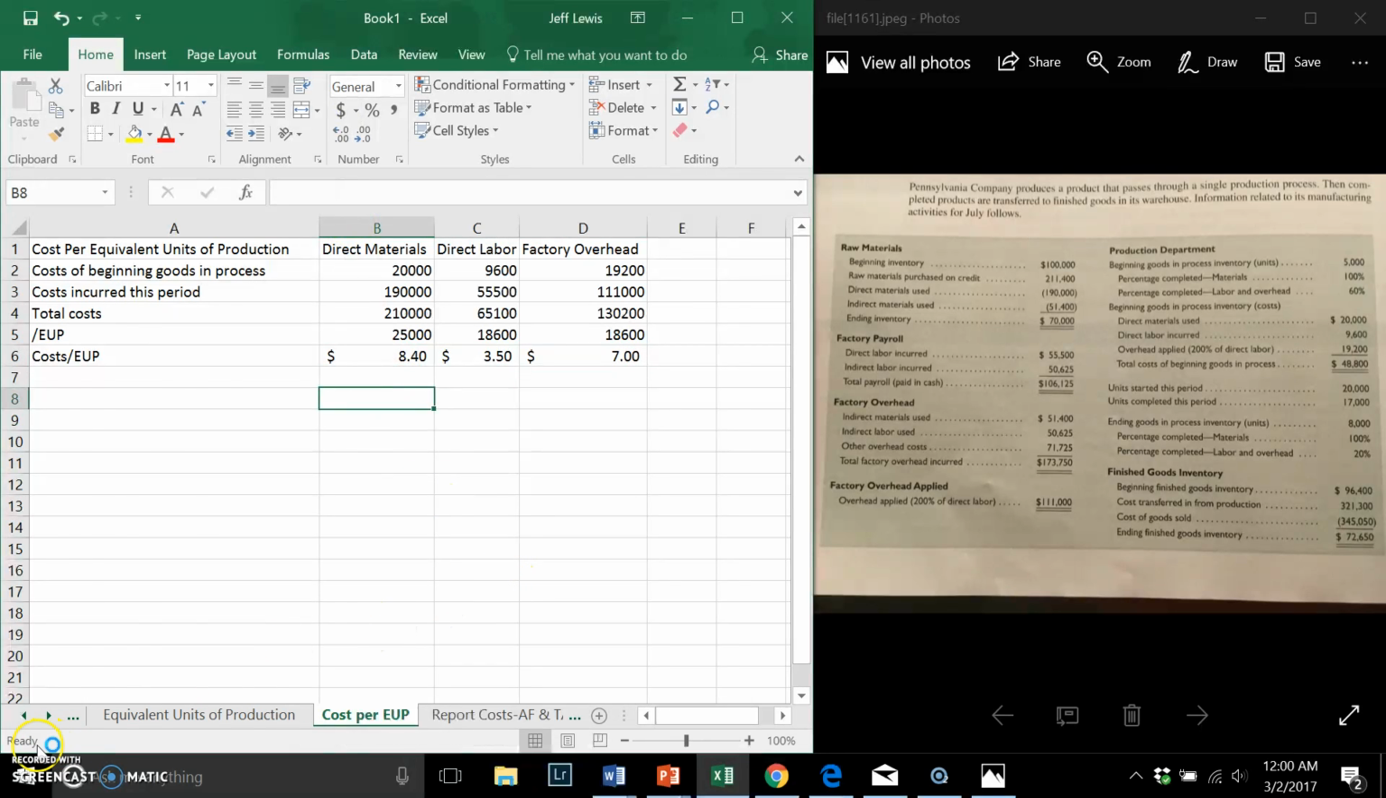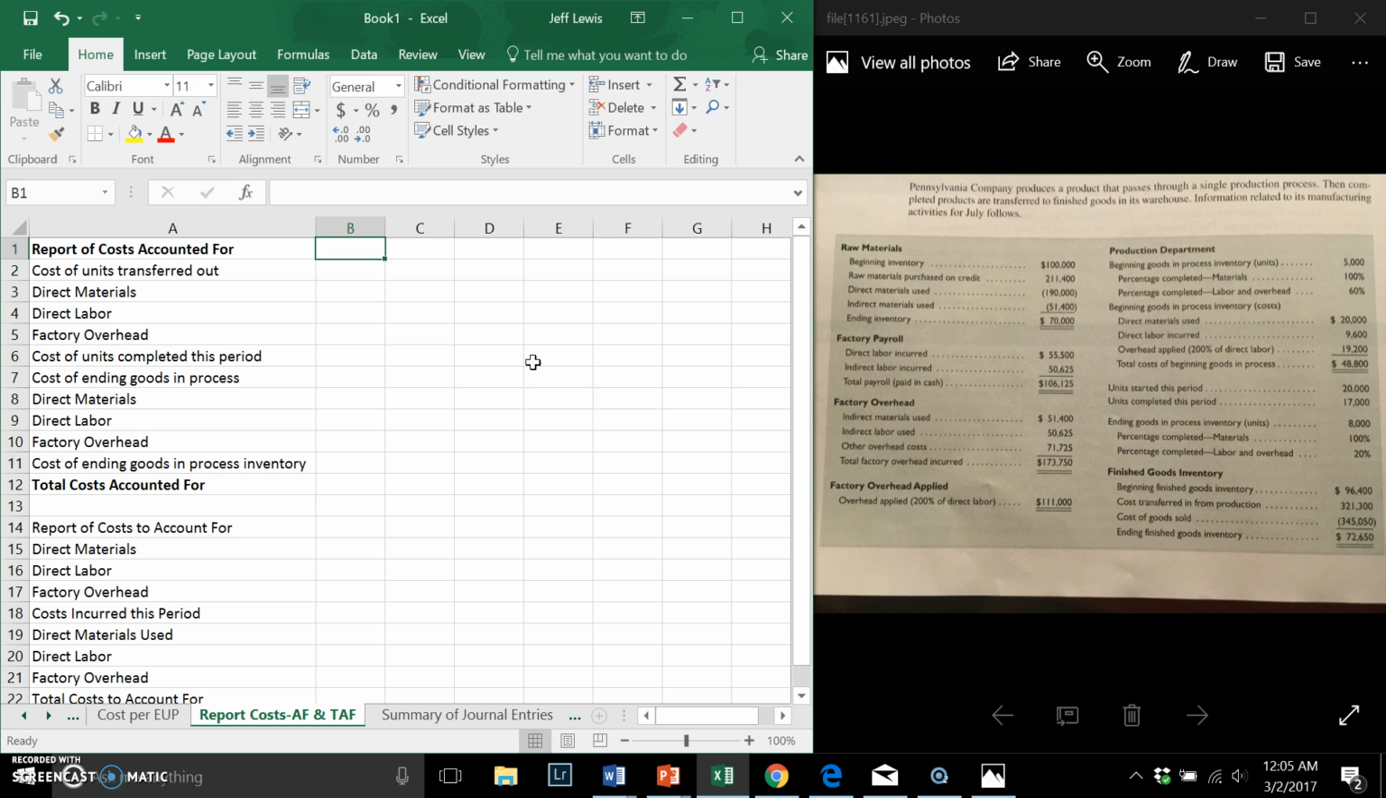Awesome. Part 4 of the demonstration problem in chapter 16. The question says prepare a report of costs accounted for and a report of costs to account for. So to do this, we put our title on the table, and then first we're going to go into costs of units transferred out to find the total costs accounted for.